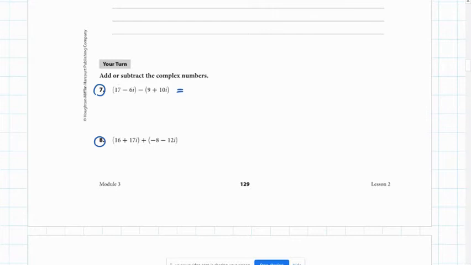For number 7, if we do 17 minus 9, those are the real components. 17 minus 9 is 8, and then negative 6i minus 10i is negative 16i. For problem 8, if we add the real parts, 16 plus negative 8, that gives us positive 8. The imaginary parts, 17i plus negative 12i, is 5i.